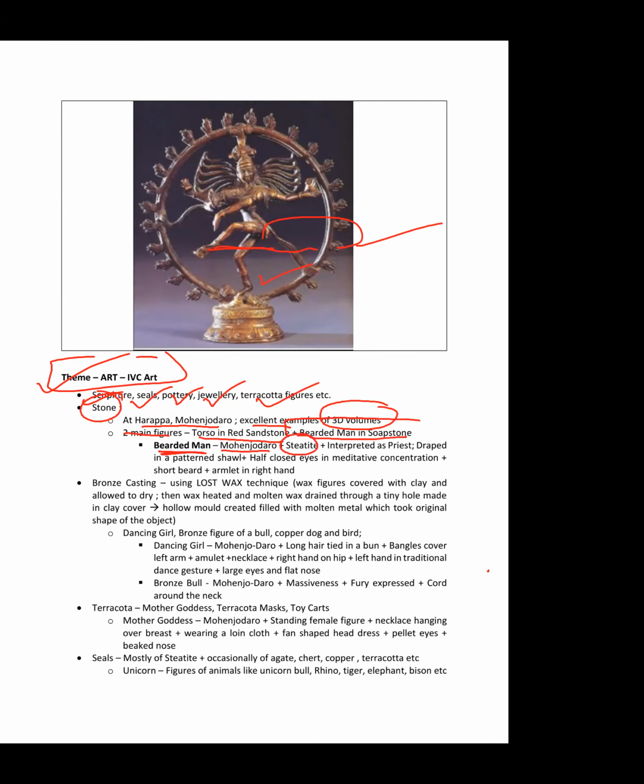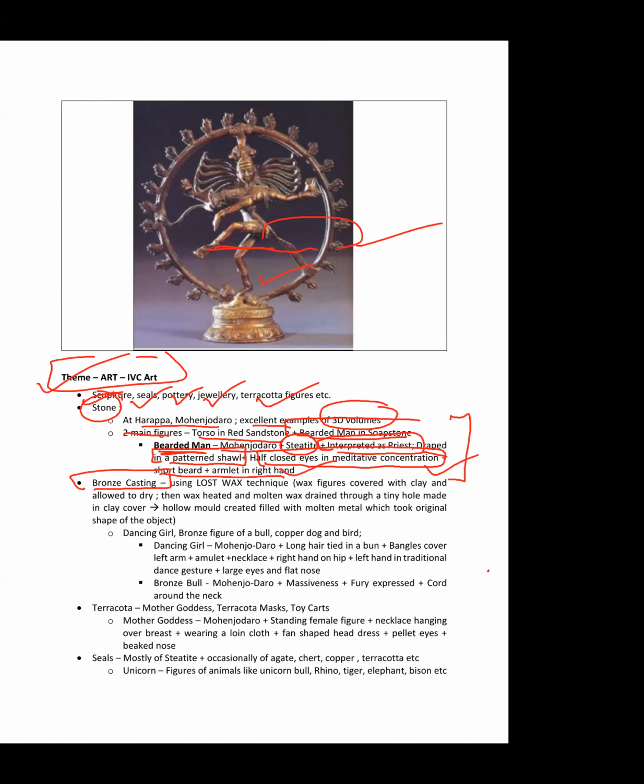Steatite is the main material from which seals were made, as well as the stone sculptures, right? The bearded man is interpreted as a priest, draped in a patterned shawl, half closed eyed in meditative concentration. So a few details, so that if a question specifically comes on IVC art, and let's say it is a 15 marker question, these are the details which should be there, right? You cannot escape these details, right? Short beard, armlet in right hand.